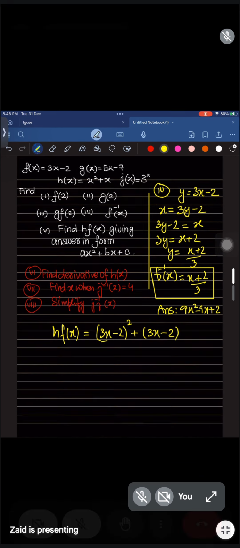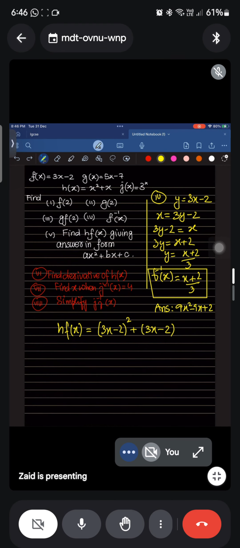This has to be opened using the formula a minus b whole square. So the formula is a square minus 2ab plus b square. Or you can multiply 3x minus 2 twice if you are not clear with this. So you can do it like this as well.